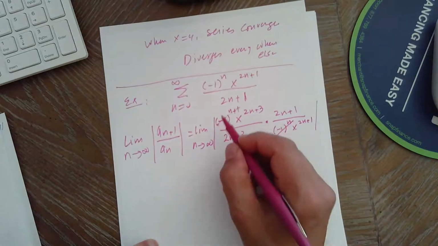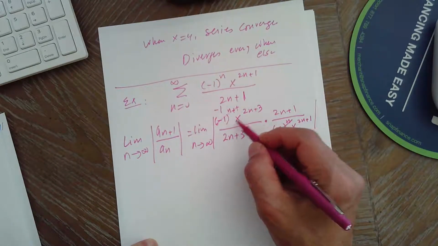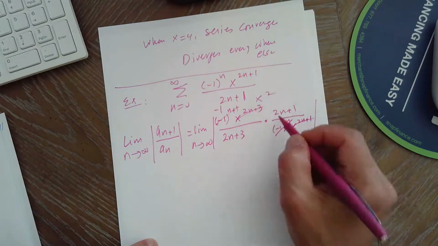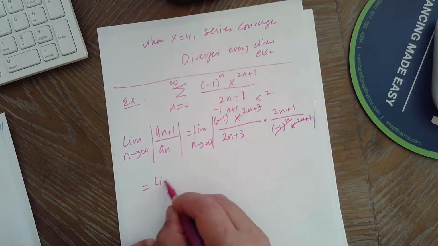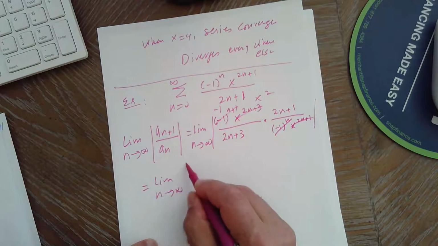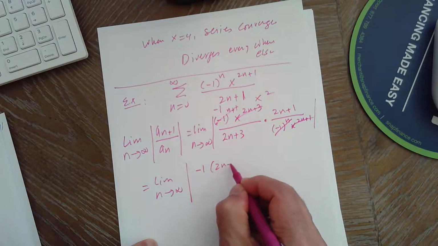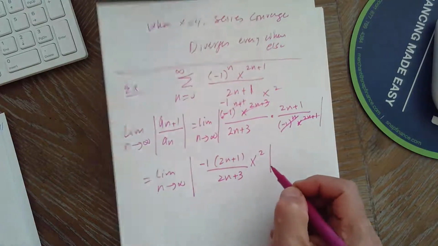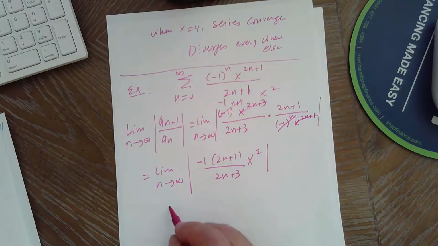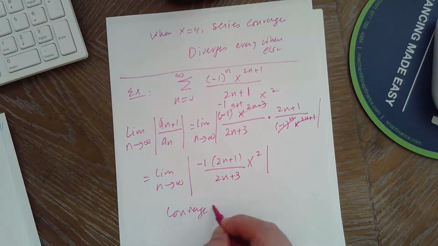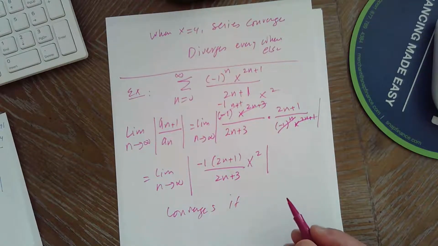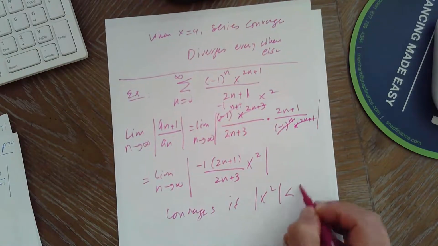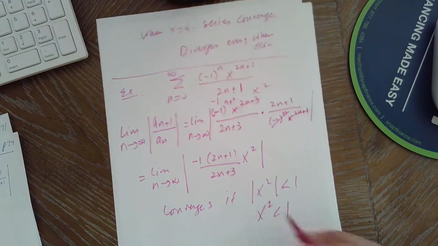So that's going to leave me with negative 1. That's going to leave me with x squared and 2n plus 1 over 2n plus 3. So limit as n goes to infinity, absolute value negative 1, 2n plus 1 over 2n plus 3, x squared. Okay. Which converges if absolute value of x squared is less than 1, why is that?